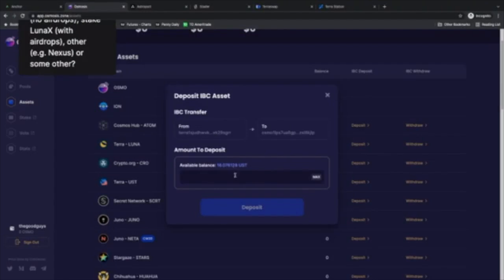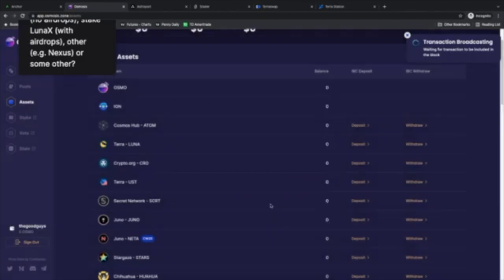And I can port over dollars very easily onto the Osmo Dex, just like this. So I'm going to bring over $5. I'm going to deposit, and it's probably going to ask me to approve it. You do need Luna in your Terra wallet to be able to do that. But once you have your UST, you can then go to trade.